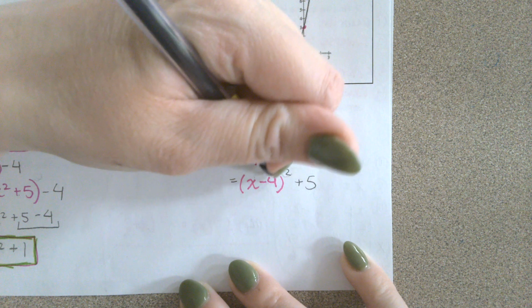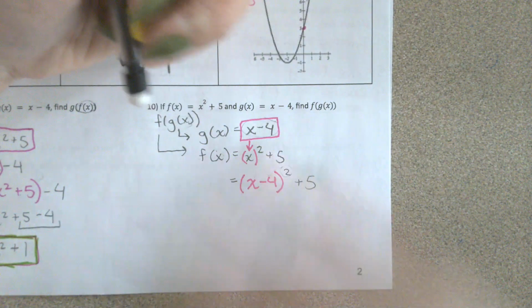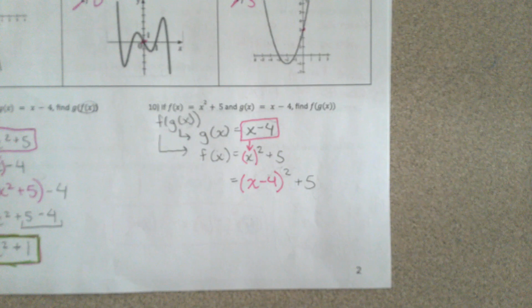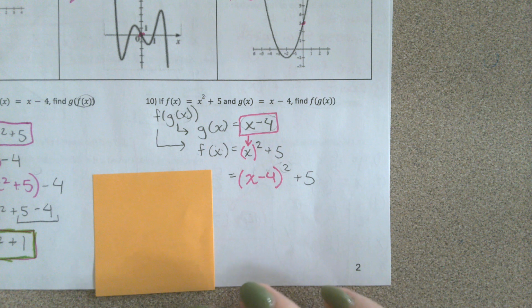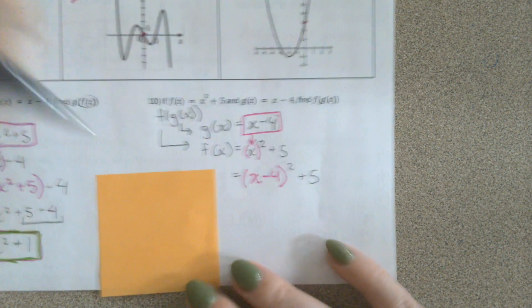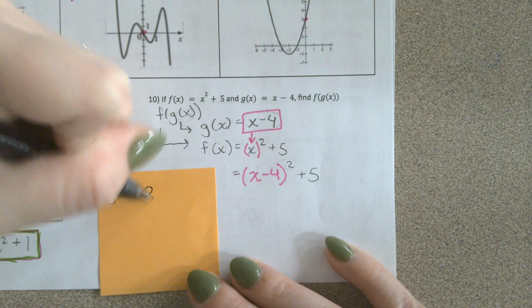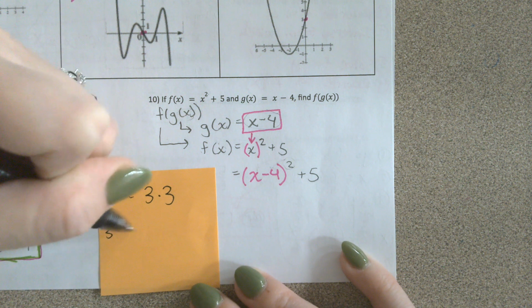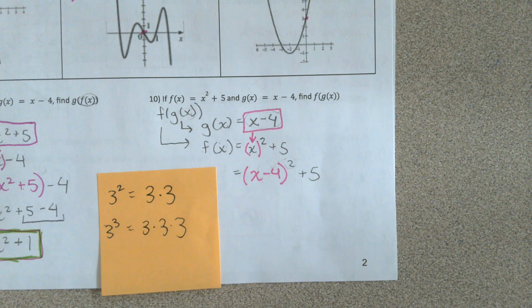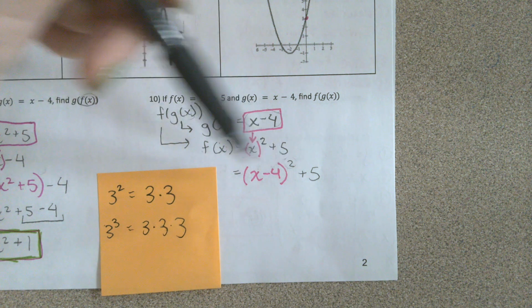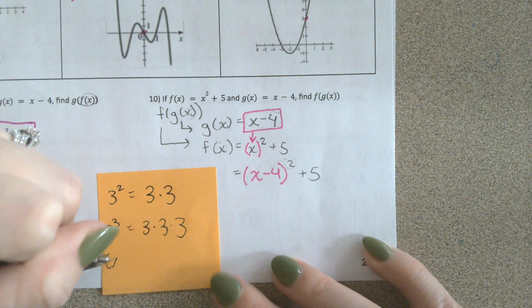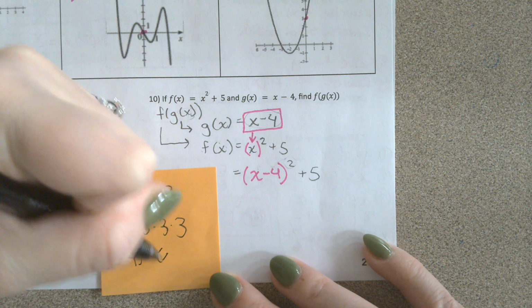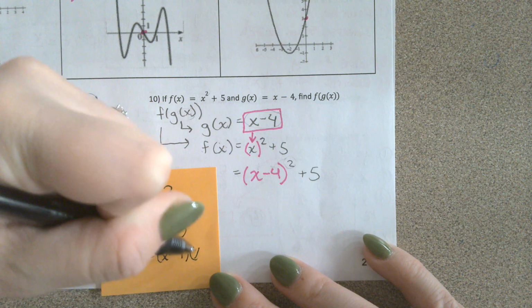Remember, when you square a number, that means you're multiplying it by itself. So, just as a reminder, if you have 3 squared, that means 3 times 3. You're multiplying it by itself twice. If you have 3 cubed, that means 3 times 3 times 3. So when you have a binomial, like x minus 4 squared, that means it is being multiplied by itself twice.